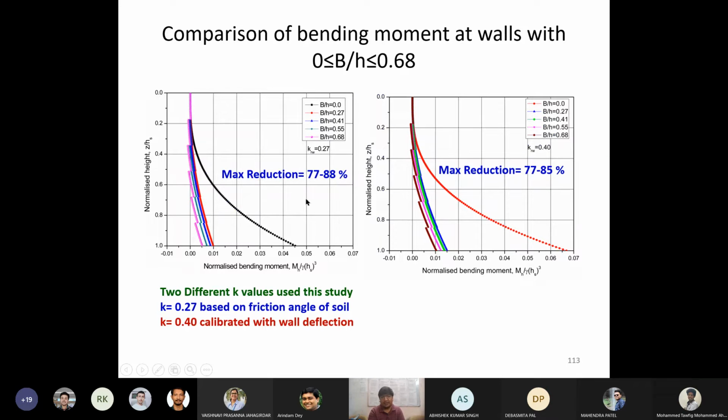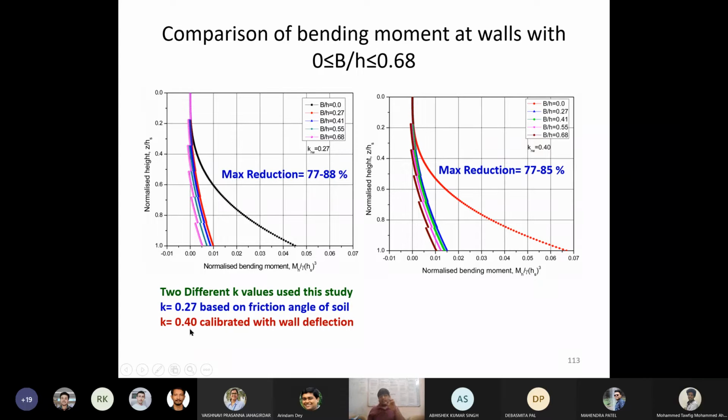The maximum reduction in the bending moment is ranging 77 to 85%, and shear force reduction is 77 to 88%. However, there is one important thing I have to introduce: we have considered two K values. Why is this happening? Because this is a crucial point, we do not know how much the wall will be moving. If we take the lateral earth pressure coefficient depending upon the value of phi, that gives our K value as 0.27.